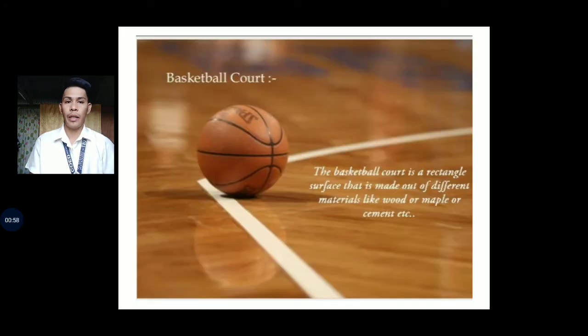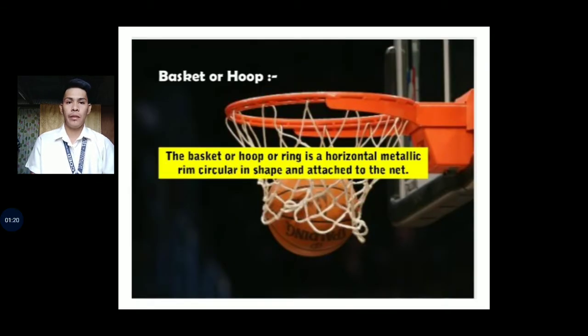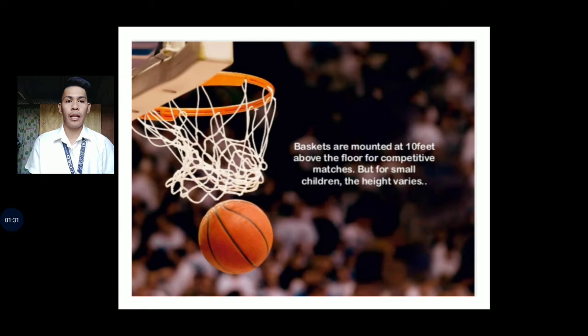Second, basketball court. The basketball court is a rectangular surface that is made out of different materials like wood, maple, or cement. The size of the court varies as per the rules of the International Basketball Federation or the National Basketball Association. Third, basket or hoop. The basket, hoop, or ring is a horizontal metallic rim, circular in shape and attached to the net. The baskets are mounted at 10 feet above the floor for competitive matches, but for small children the height varies.